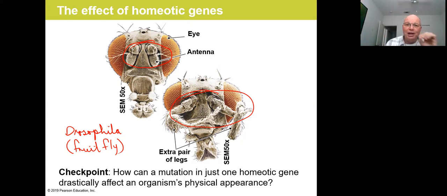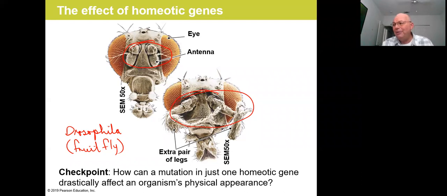And so if you change the homeotic gene, and you change the way that homeotic gene is expressed, when it is expressed, where it is expressed, and in which combination of other homeotic genes it's expressed, you're going to change which genes are going to be controlled and turned on and turned off as a consequence of that. And that can create huge changes in the physical appearance of the organism.